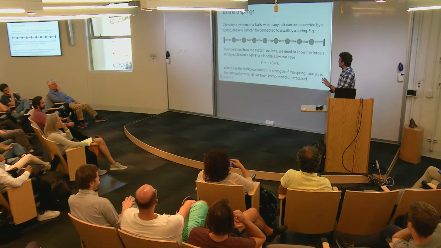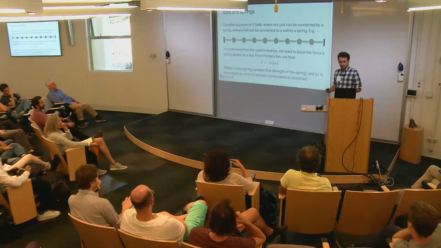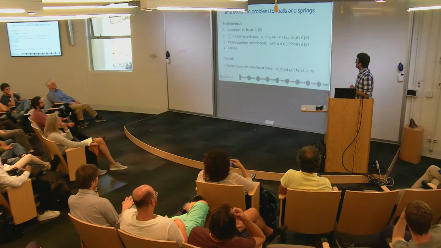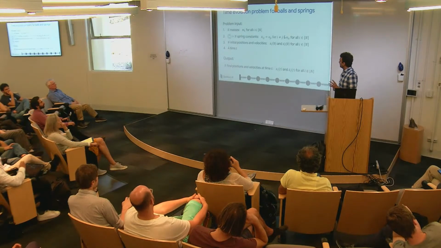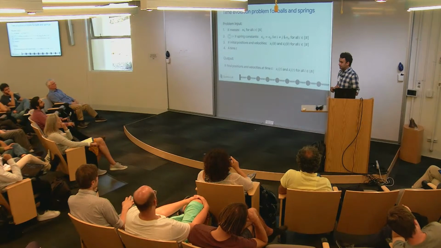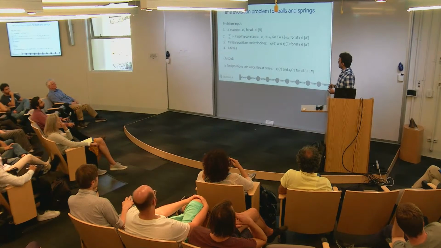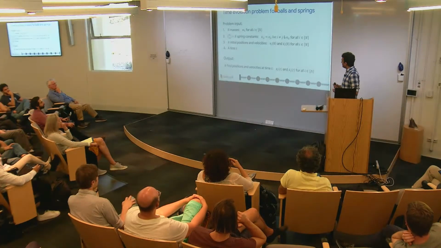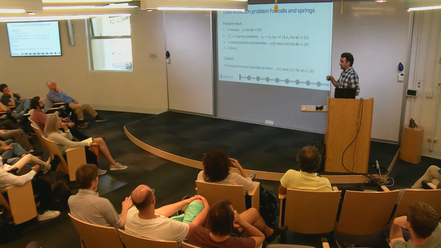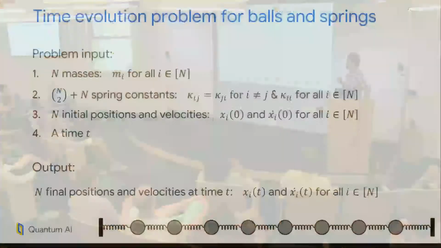If this is all I told you, the most natural computational problem you would come up with is this one on this slide, which has 4 inputs. The first one is all the masses. So I'm going to call them M1 through Mn. Then there's spring constants. So how many of them are there? I allow each pair of balls to be connected by a spring. So that's n choose 2 spring constants.